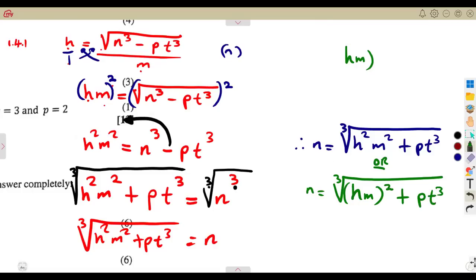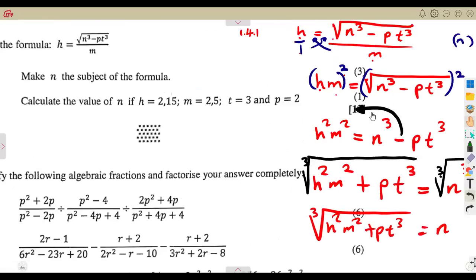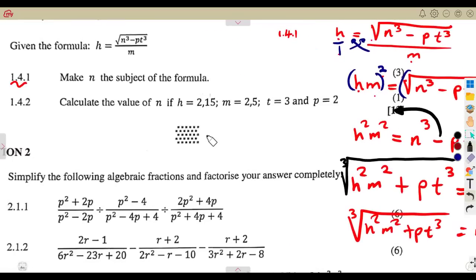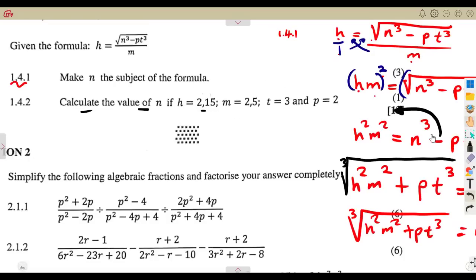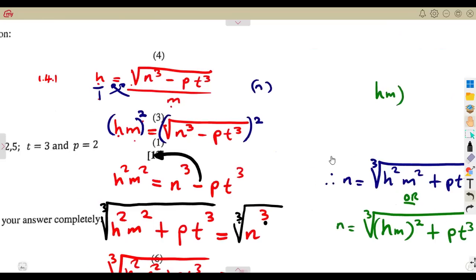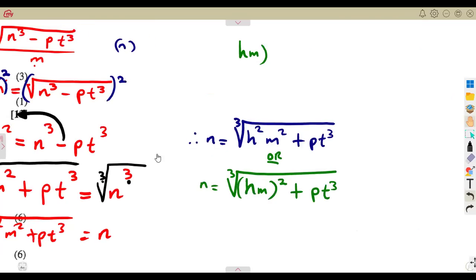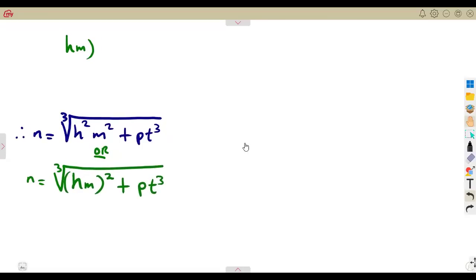All right. So different ways of expressing your answers. And with this, you are now asked to calculate the value of n if we are given this information, h being 2,15, this and that. It's just a continuation from this. Remember, we already have n as the subject. It's up to you which condition you are going to use. We already have the n. So in the simplification, yes, we can use this one, h squared, but in terms of the substitution, it'll be best for you to use this condition, to combine hm together to the power of 2.